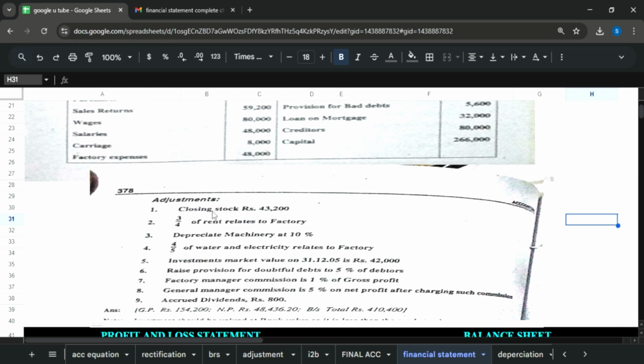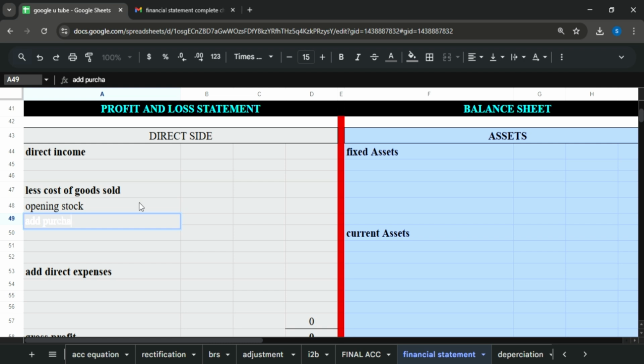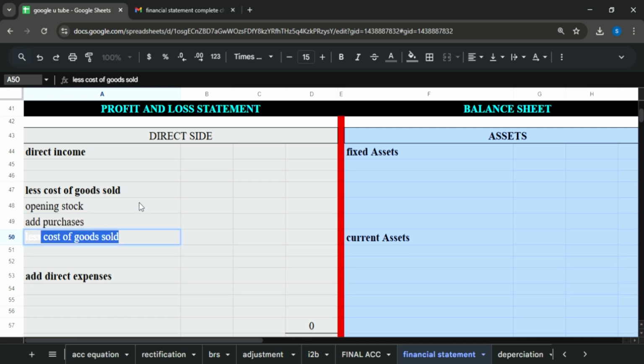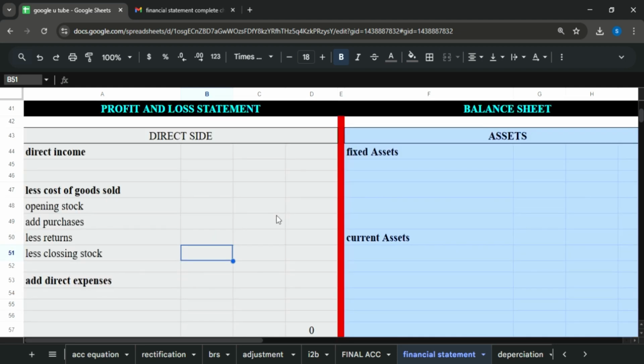First adjustment is closing stock. This is part of cost of goods sold. Here you will start with opening stock, then you will add purchases, and then you will see if returns are present, after which you will subtract closing stock, and this closing stock is present in your question, amount of which is 43,200.